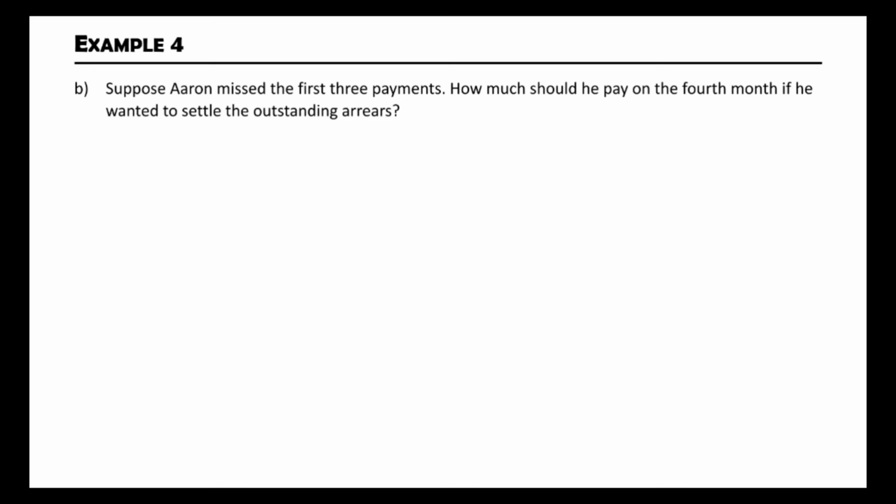Suppose Aaron missed the first 3 payments. How much should he pay on the 4th month if he wanted to settle the outstanding arrears? So Aaron didn't pay the first 3 months, and then how much the total he must pay to settle the 3 months that he missed payment. So suppose this is the first month, second month, 3 months, and the 4th month is here, and he missed the first 3, so he brings all the 3 payments to the 4th month here.